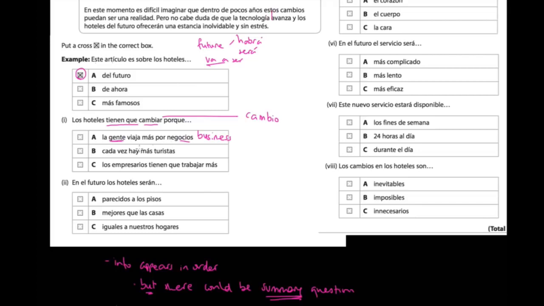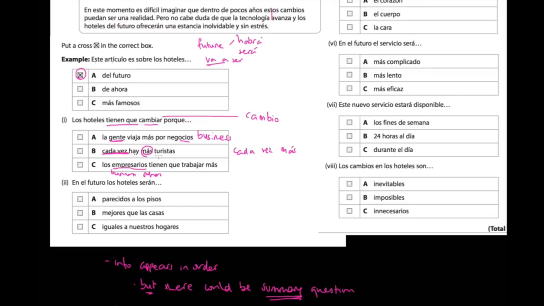"Cada vez hay más turistas." Notice this expression. "Cada vez más" means more and more. So "cada vez hay más turistas," there are more and more tourists. And "los empresarios," notice empresarios, business owners, "tienen que trabajar más." The business owners or the entrepreneurs have to work more. So why do hotels need to change? That's going to be the question.